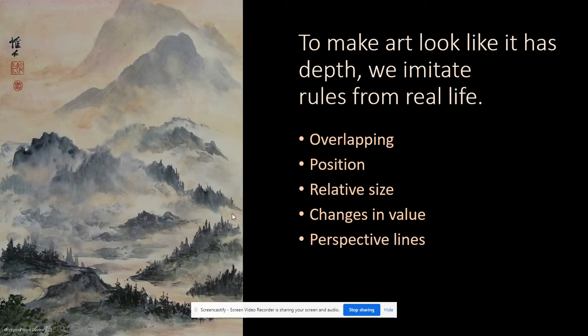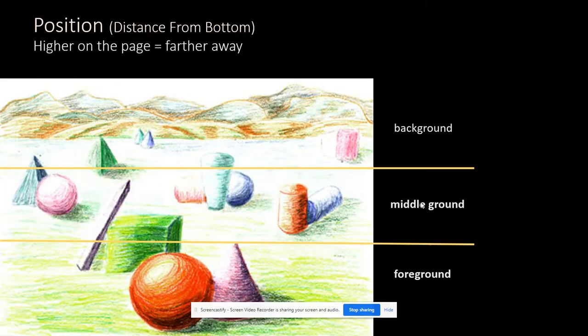Position on the page. So if this is a flat page, we're looking at the entire thing. We've got the foreground, middle ground, and background. Relative size of objects if we see an object more than once in the picture. Changes in value. Value, remember, means lights and darks. And the idea of perspective. We're going to look at each one of these a little more closely. So let's start with position on the page.